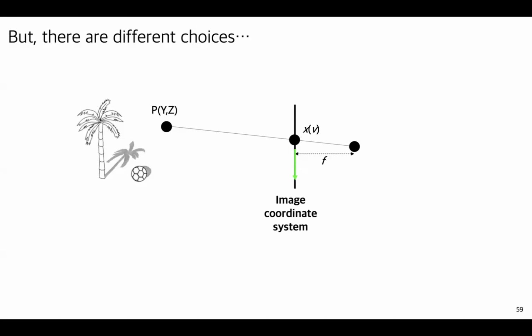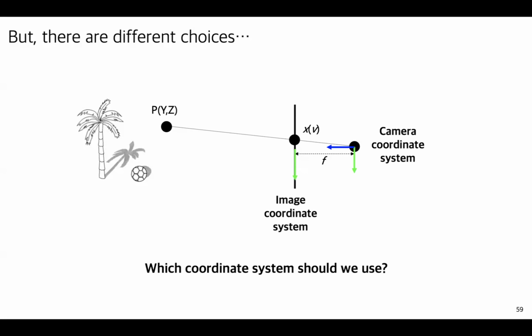We can define everything in the image coordinate system, where we define everything in the 2D space. But we can also define everything in the 3D camera coordinate system, right? So there are still these two choices. So which coordinate system should we use? And I don't have a very good answer to this here, but we have tried both.